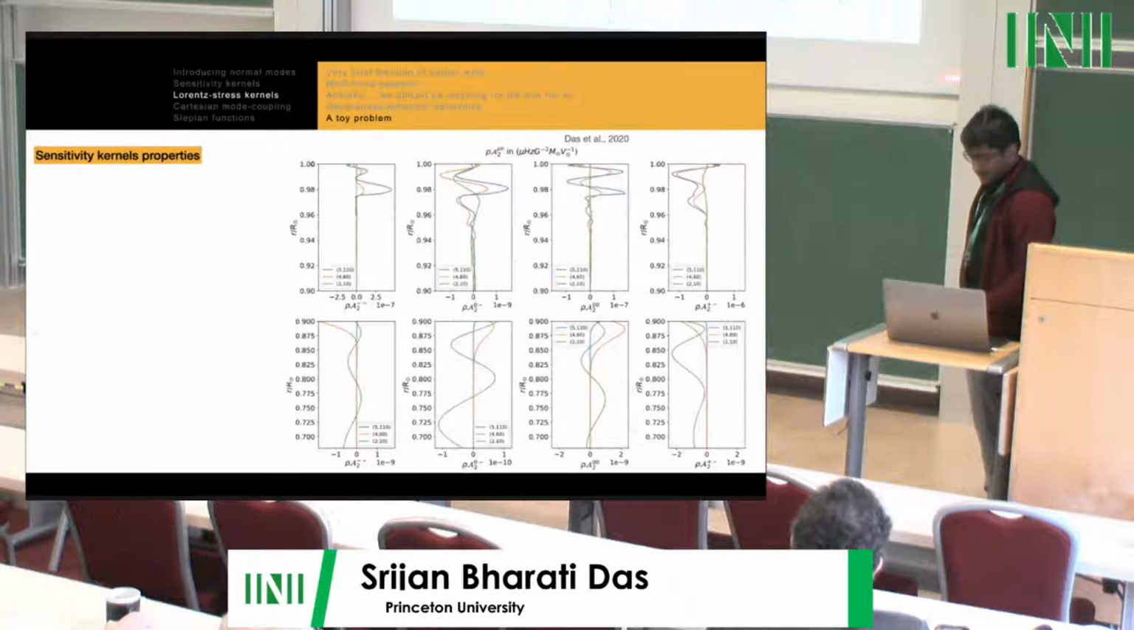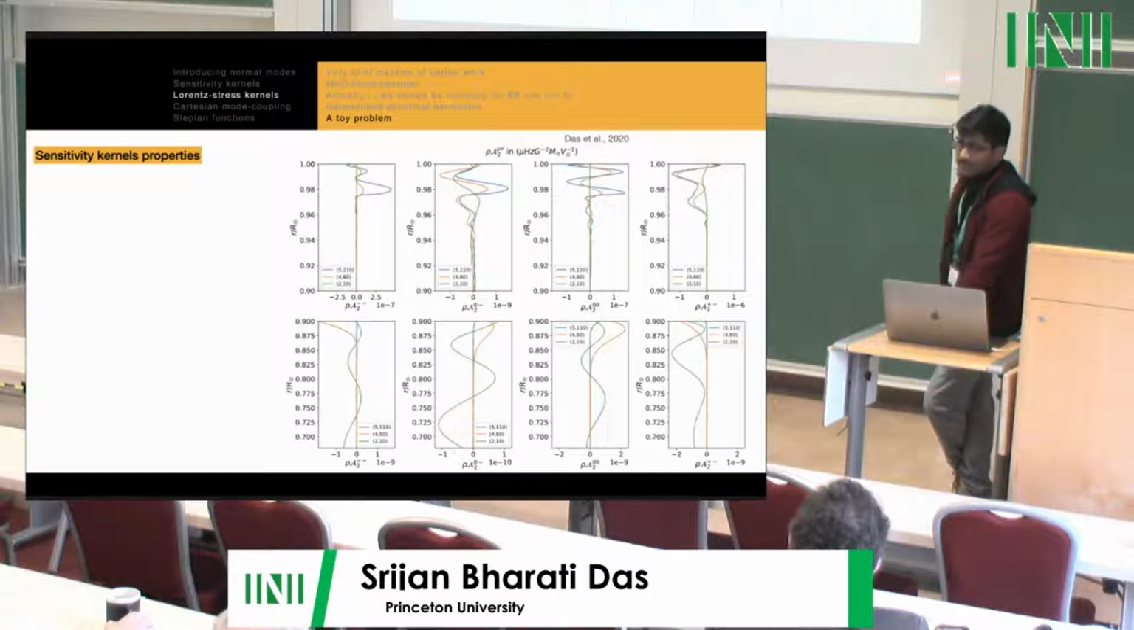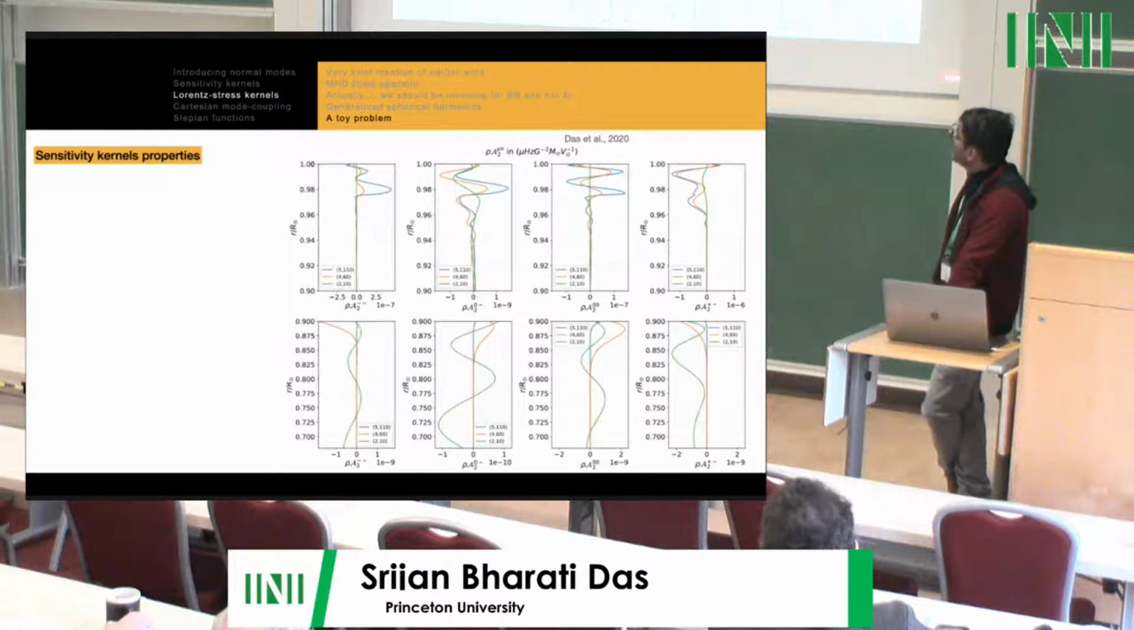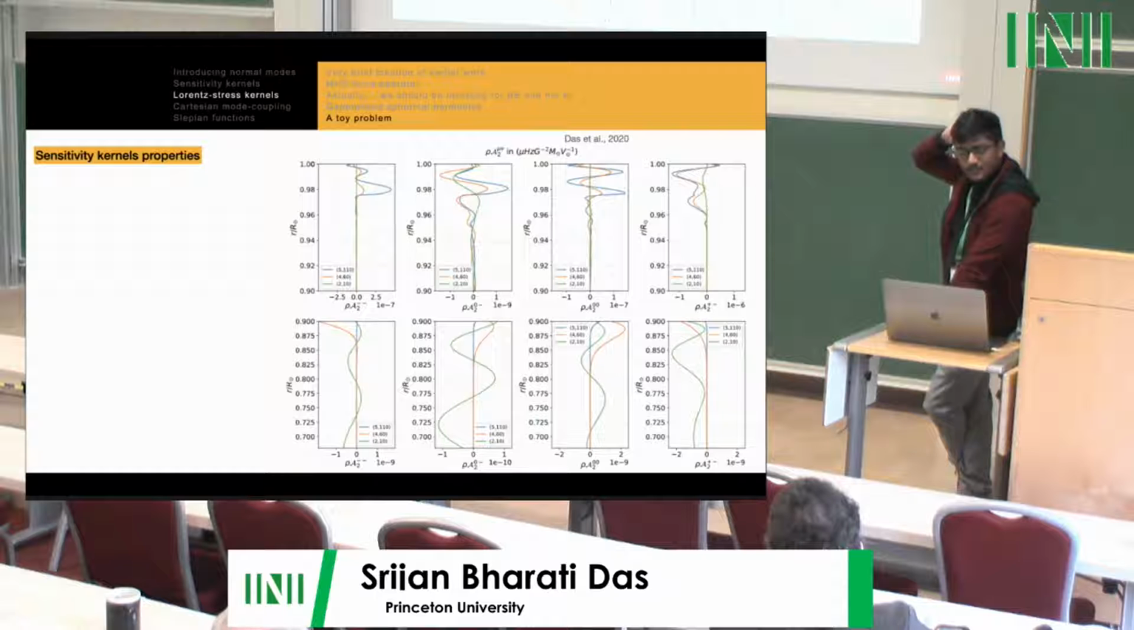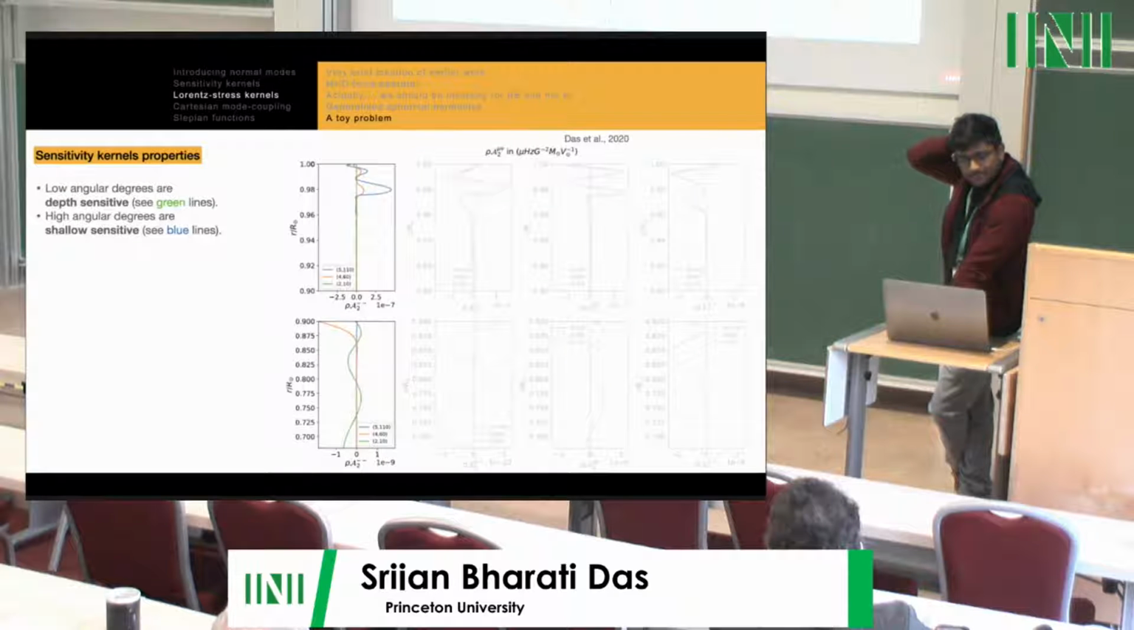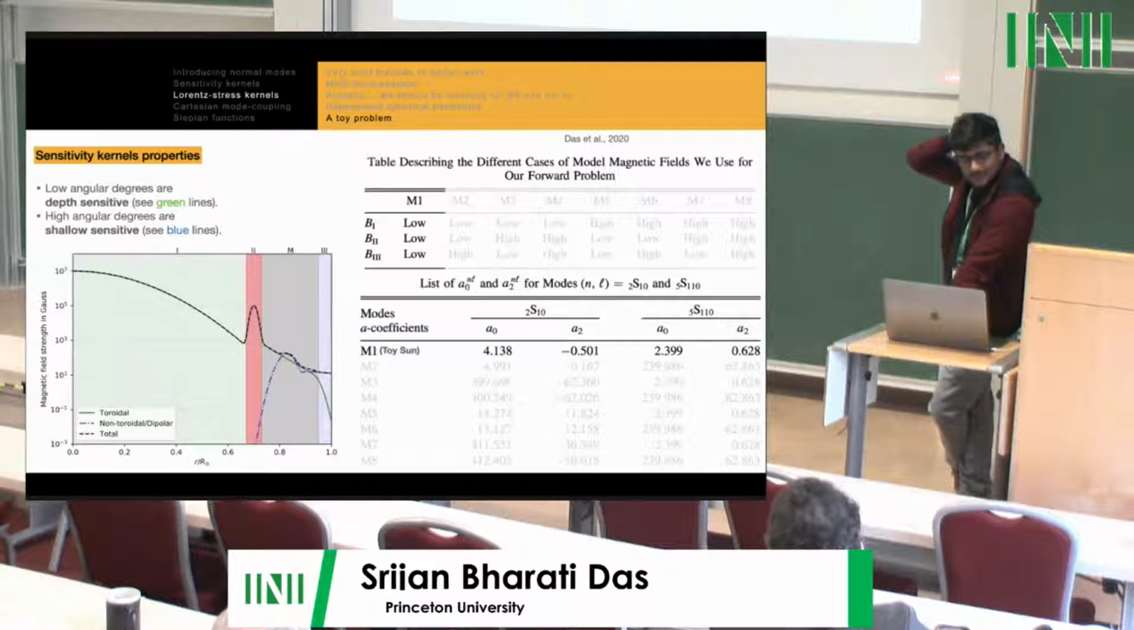All right, so this is how the kernels look. And as expected, they are very, very dominated near the surface and then slowly die out in the interior. A nice part of this is that, yes, it's very shallow sensitive, but it still covers the near surface shear layer, which means that there is some hope of actually inverting for the global large-scale fields in the near surface shear layers.